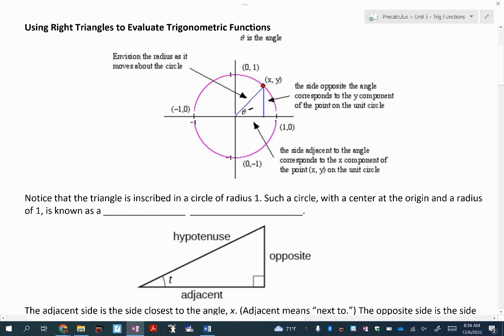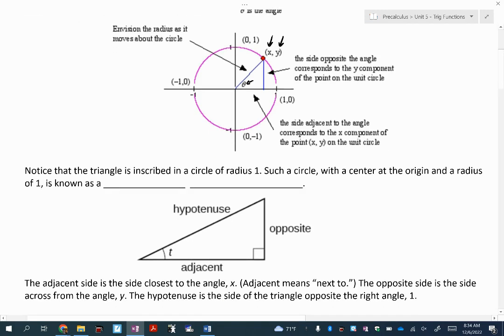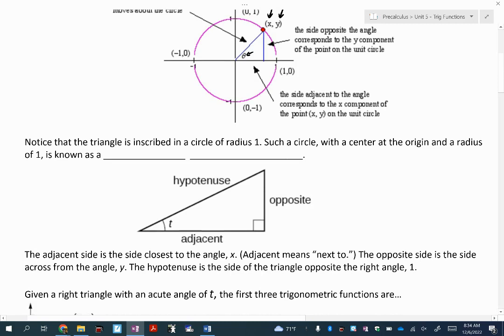This symbol here is our theta, or our angle. All right, we've talked about this x representing the cosine of theta, y representing the sine of theta, and it also gives you these ordered pairs for your quadrantal angles, okay? So this whole process is known as the unit circle.